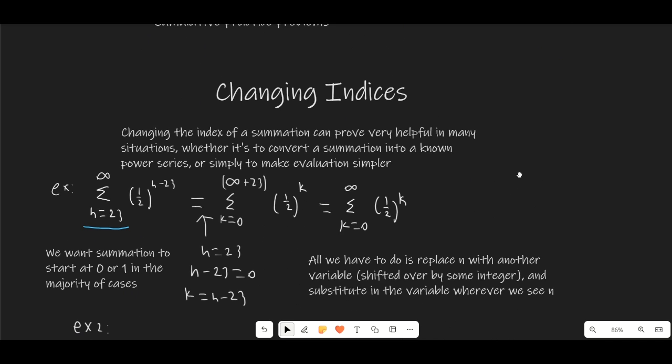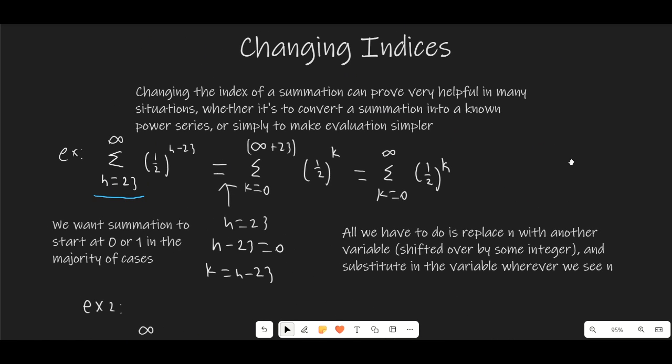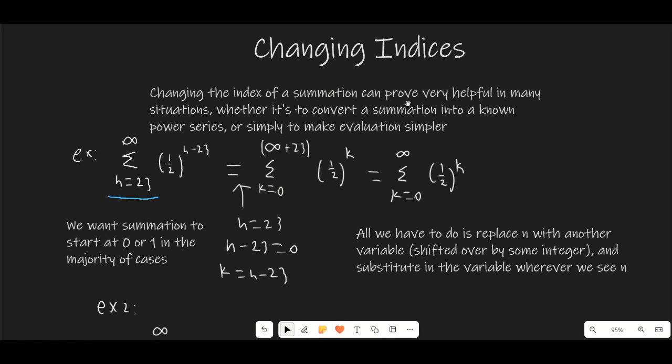So first we're going to talk about basic series manipulation. One of the manipulations that we're going to be using quite often is changing indices. Changing the index of a summation can prove very helpful in many situations, whether it's to convert a summation into a known power series or simply to make evaluation simpler. So I'm going to go over a really straightforward example.